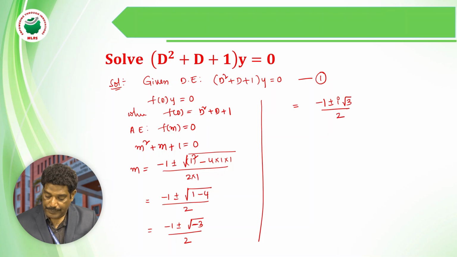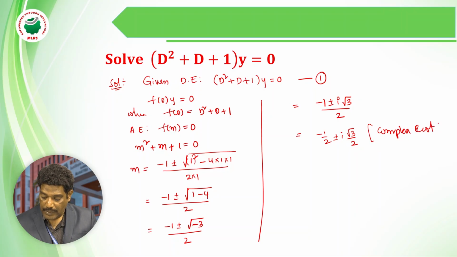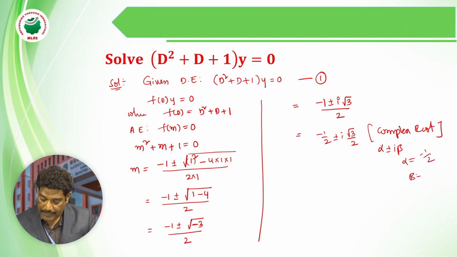You can rewrite this as minus 1 by 2 plus or minus i into root 3 by 2. This is a complex root, in the form of alpha plus or minus i beta. Comparing with this, alpha equals to minus 1 by 2, beta equals to root 3 by 2.